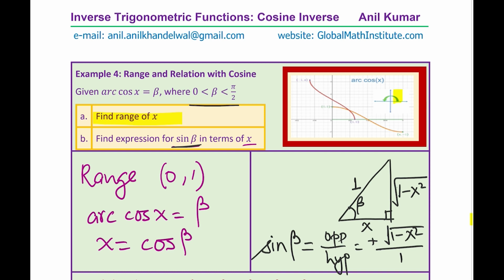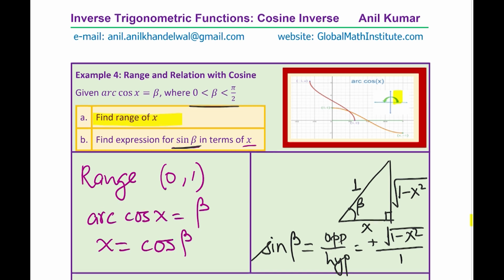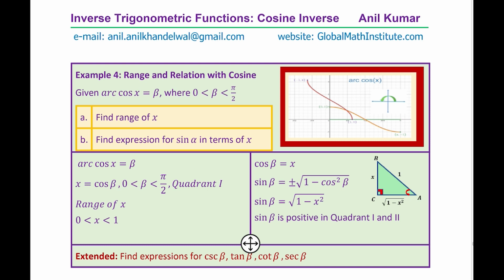So if you look at this from the angle I've shown you just now, making a triangle, it becomes extremely simple to solve. Here is our solution. We'll also provide you with an alternate solution. So once again, arc cos x equals beta, that means x is cos beta, where beta is between 0 and pi by 2, that is in quadrant 1. The range is 0 to 1. Those are the values which cos beta will take, right?